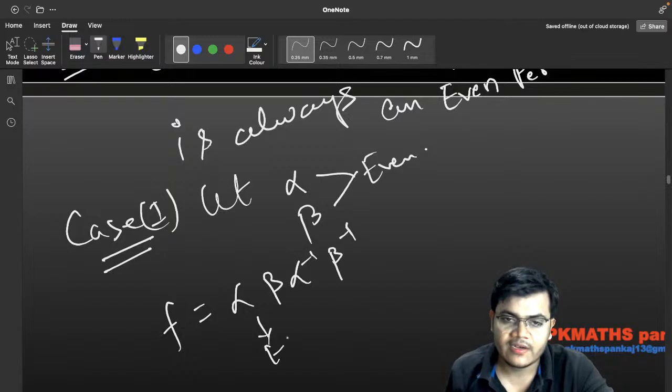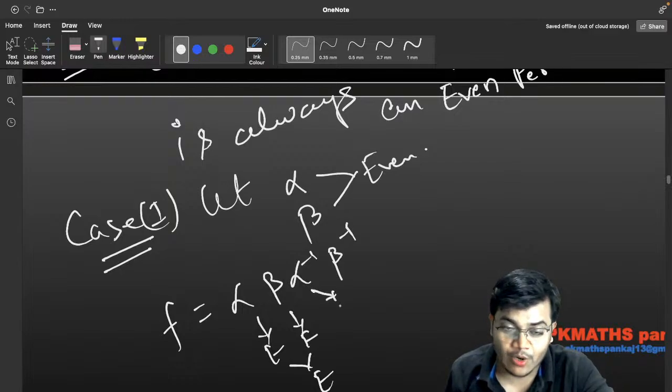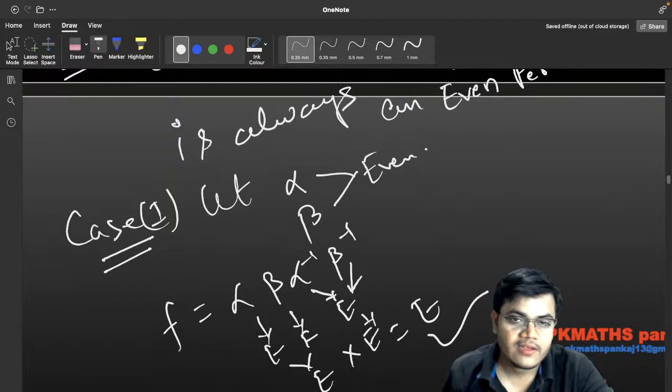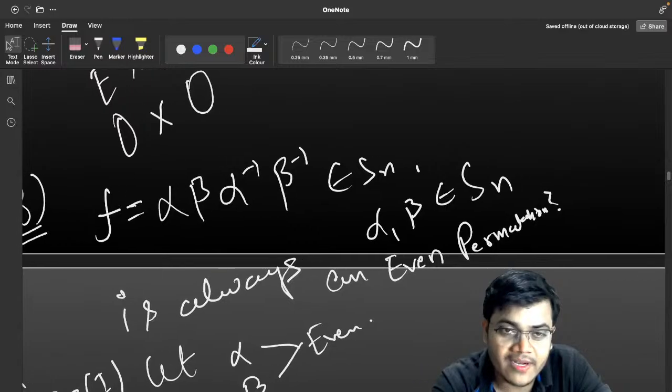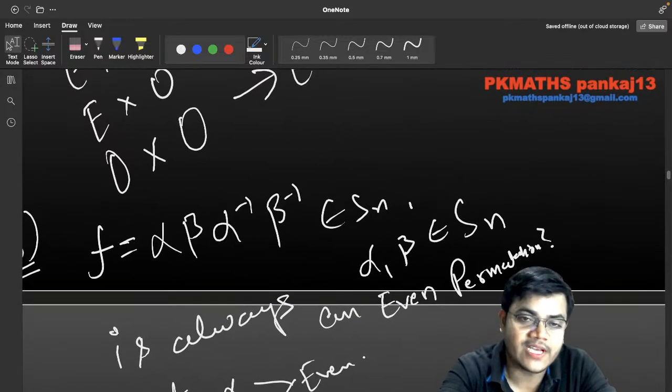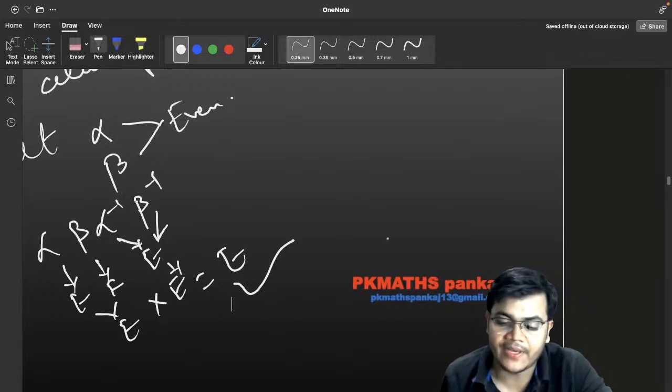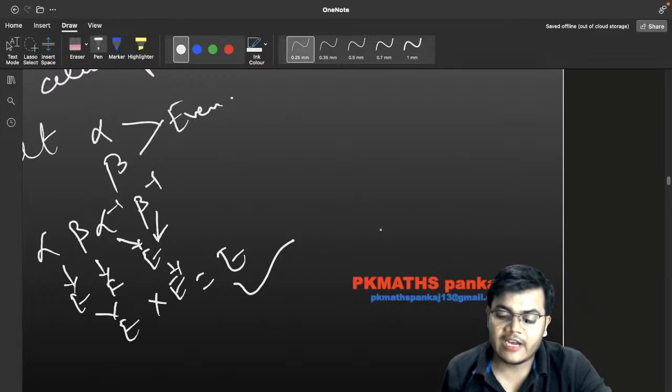This is even, this is even, so its product is even. Alpha inverse will also be even if alpha is even, and beta inverse will also be even if beta is even. So finally even into even will be what? Even. Okay, so you should remember that alpha beta alpha inverse beta inverse is always even, but people will say, what happens if we take alpha even but beta odd?